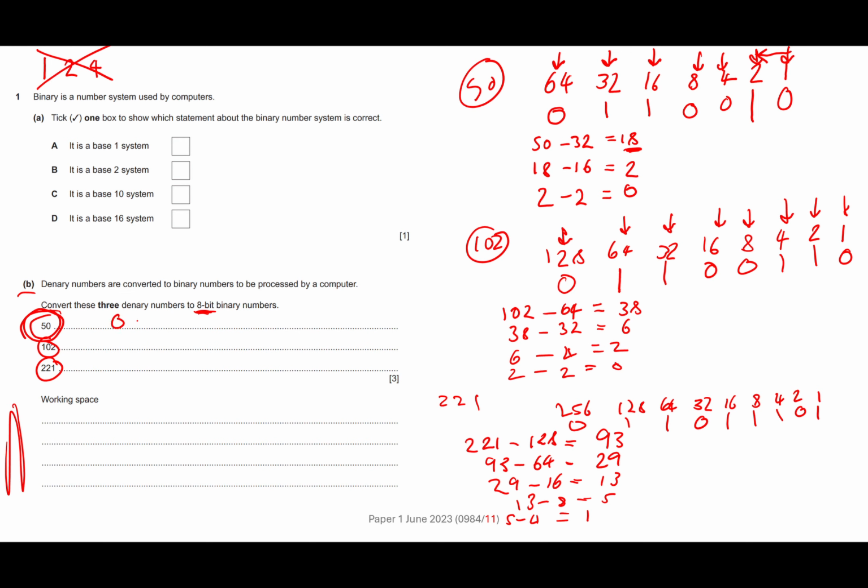So for 50, we've got 0, 1, 1, 0, 0, 1, 0. It needs to be 8 bits. We've got 1, 2, 3, 4, 5, 6, 7. So we need to add an extra bit. We add it on the left-hand side because that doesn't affect the size of the number. The next one, we've got 0, 1, 1, 0, 0, 1, 1, 0, 1, 2, 3, 4, 5, 6. That is 8 bits. And then for the last one, we've got 1, 2, 3, 4, 5, 6, 7.